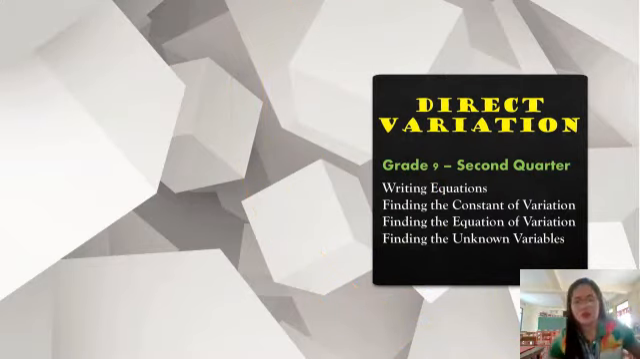Now, for today's vlog, I am going to tackle direct variation. Actually, there are four types of variation, namely the direct variation, the inverse variation, joint variation, and lastly the combined variation. But today, I am just going to focus more on direct variation. Now, under direct variation, we'll be talking about writing equations, finding the constant of variation, finding the equation of variation, and finding the unknown of variation.